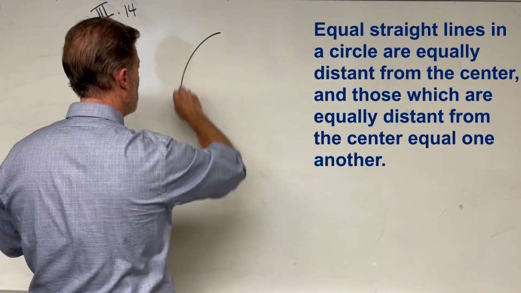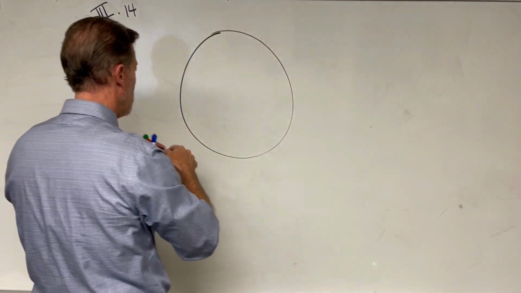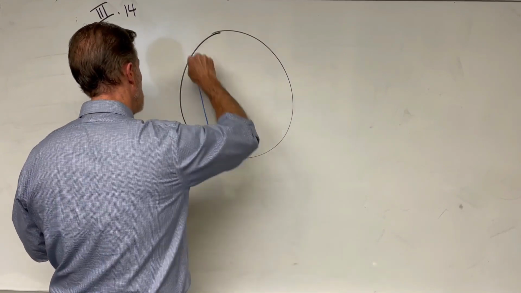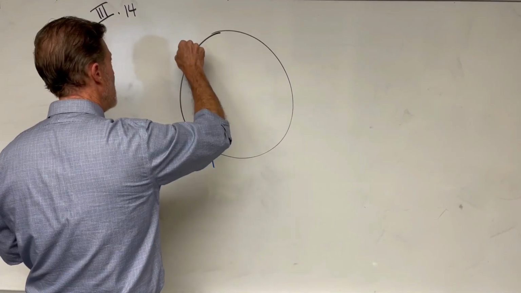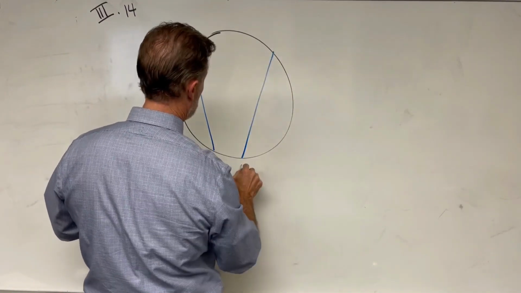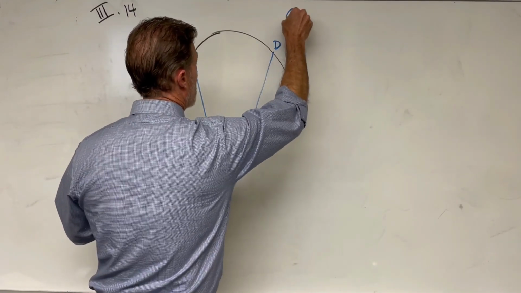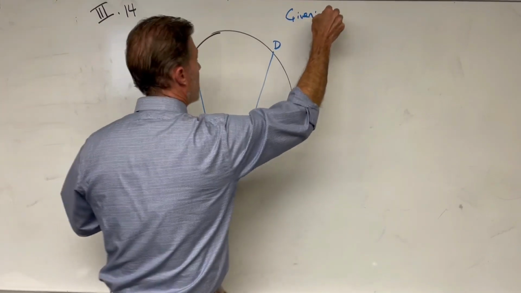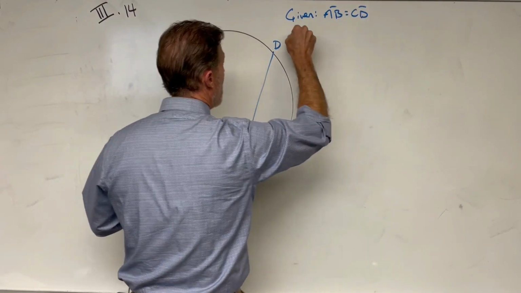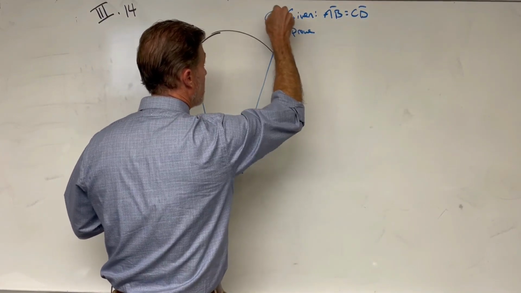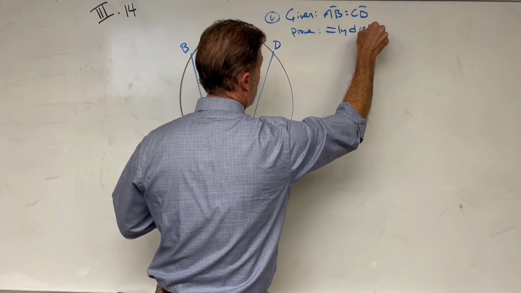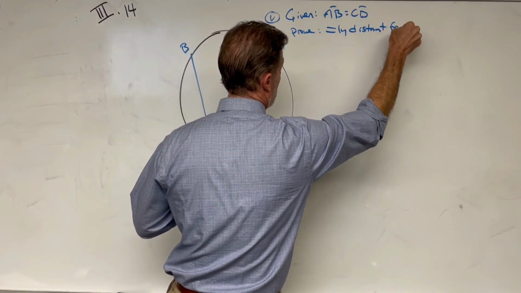So let's have a circle. And we're saying that if we have in this circle two lines that are equal to each other, so let's have AB being equal to another line, CD. So here's our given. In a circle, we have two lines equal to each other, AB equals CD. From this, we can prove that they are equally distant from the center.